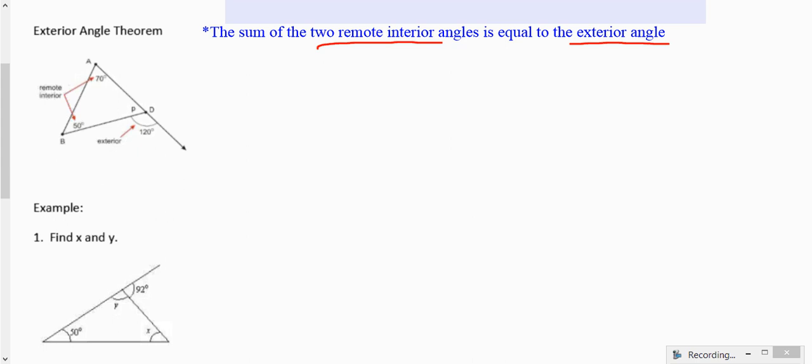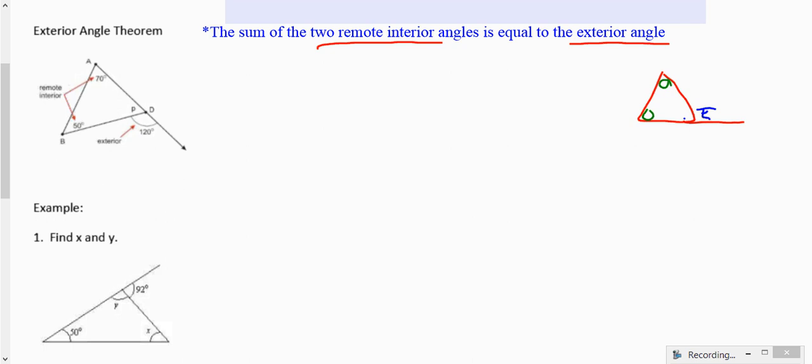So what are these angles? Well, if you have a triangle and you extend one side, okay, you have created what would be considered an exterior angle. Now when you create that exterior angle, this angle right next to it will create a linear pair. And the two other angles would then be considered the two remote interior angles. So interior being inside the triangle and remote meaning far away from. So we have an exterior angle and two remote interior.